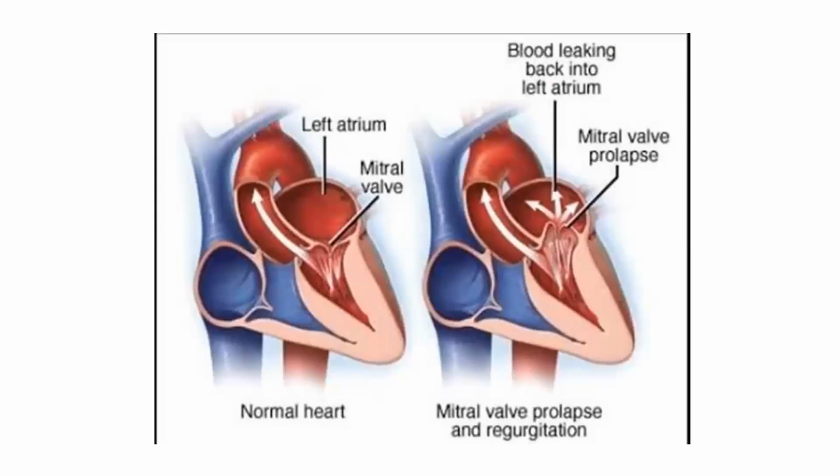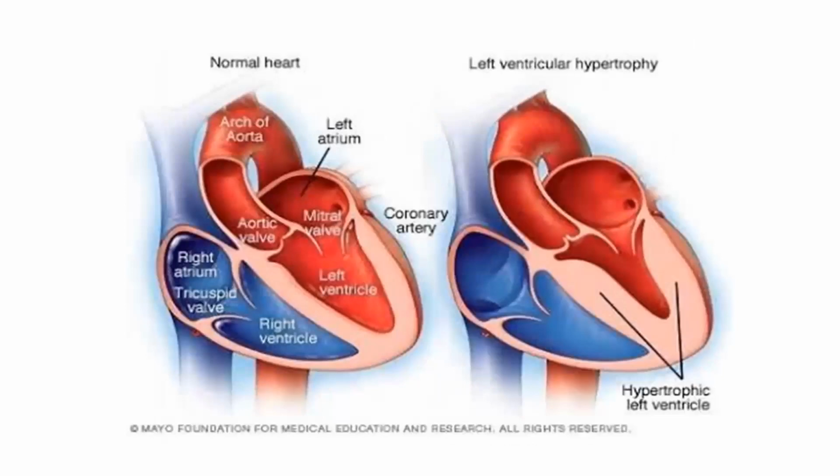This is a normal heart with a normal mitral valve, atrium, and ventricle. This is a heart with mitral valve prolapse. Whenever there is a ventricular contraction, the mitral valve prolapses into the left atrium. Here is a normal mitral valve, left ventricle, and other chambers of the heart, whereas in left ventricular hypertrophy, there is a hypertrophic left ventricle, which is called LVH, left ventricular hypertrophy.